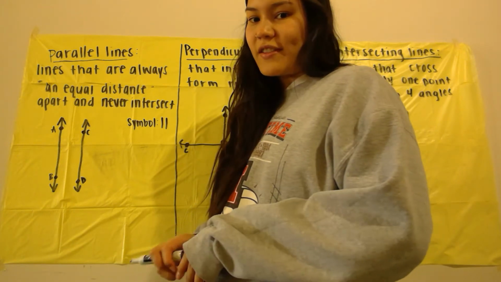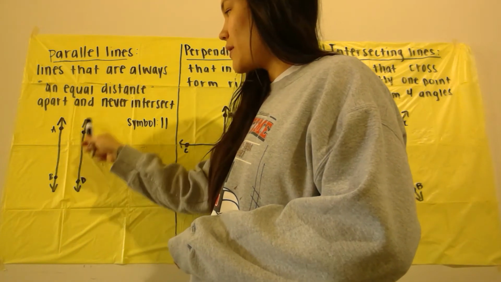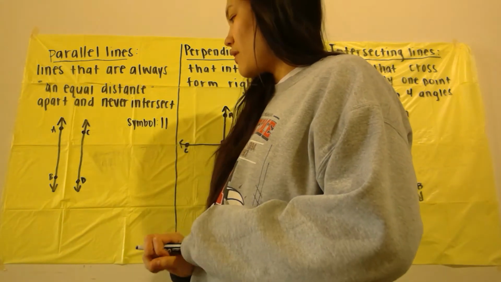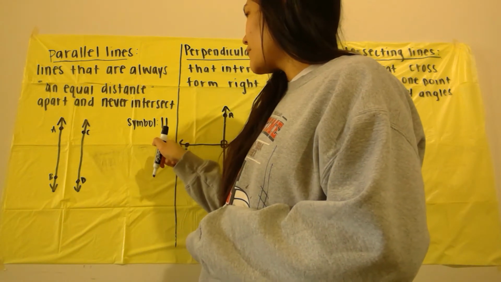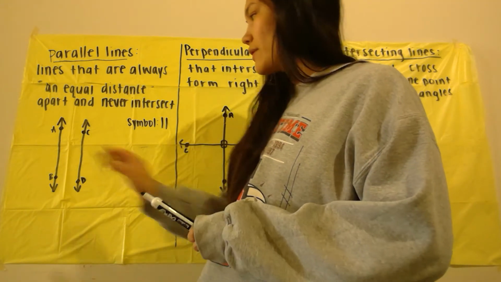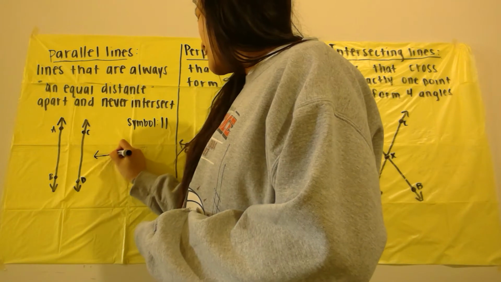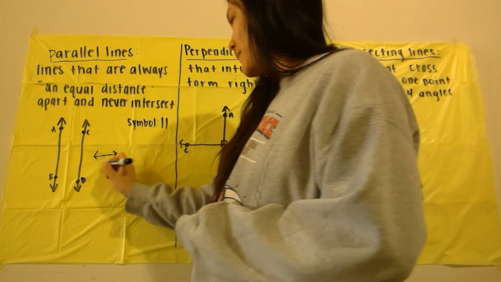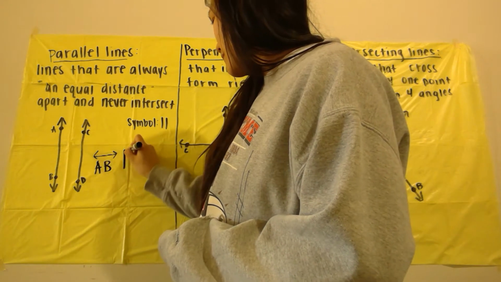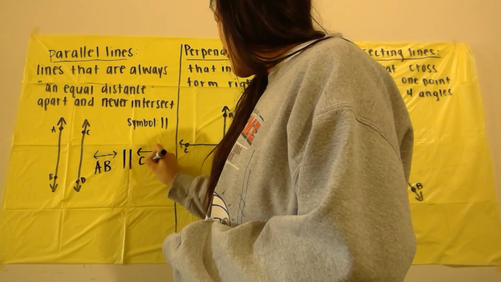Intersect means to cross. So notice how these lines right here, they're an equal distance apart, and even if we kept them going on forever and ever, they would never cross. The symbol to write parallel lines are these 2 little lines right here. So we're going to label these lines right here. Line, remember the symbol for line looks like this. Line AB is parallel to line CD.